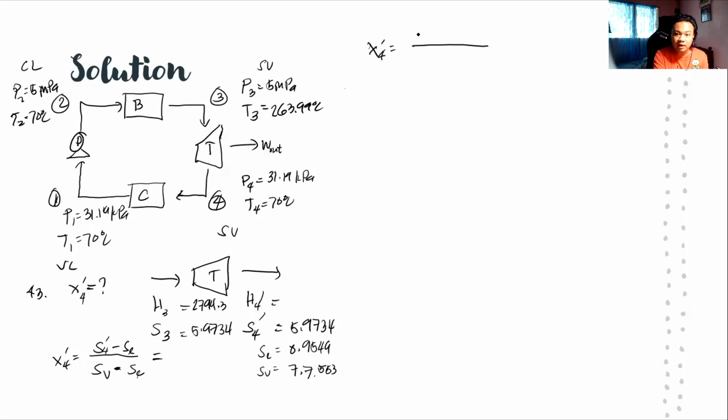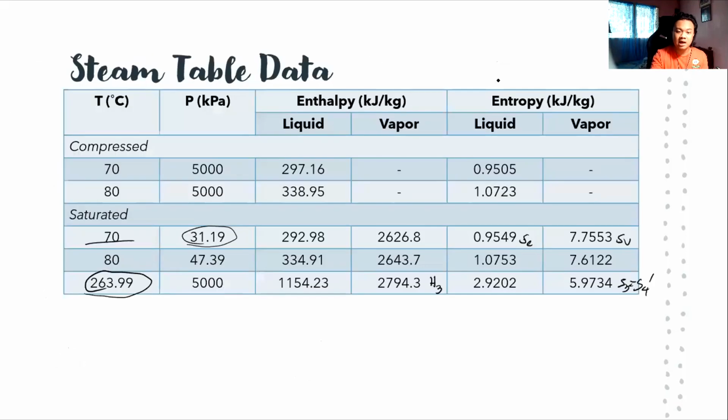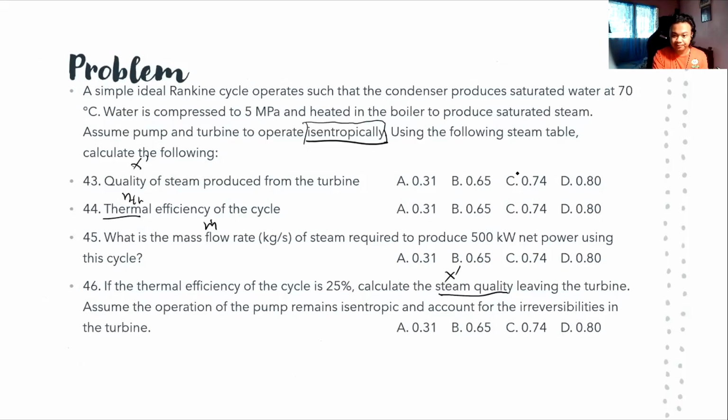Okay, so input that here in our formula. We have 5.9734 minus 0.9549, over 7.7553 minus 0.9549. Then you can get the quality of the steam coming from the turbine. You can get 0.74. Okay, so that's letter C in our choices.